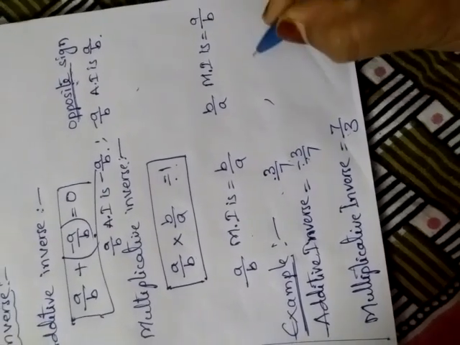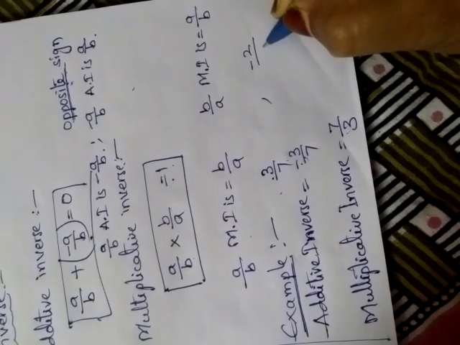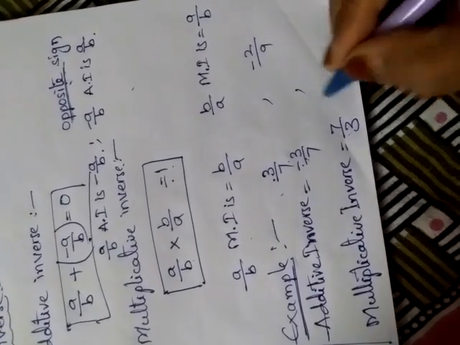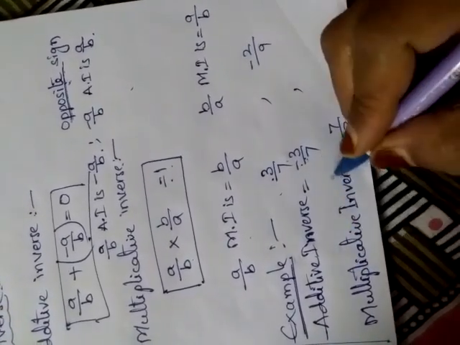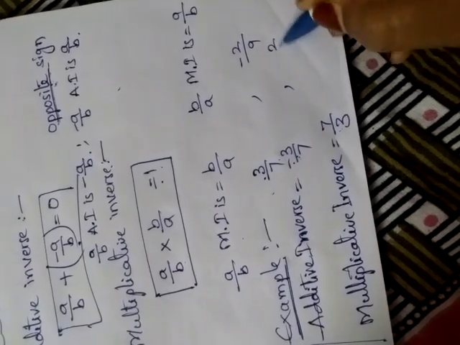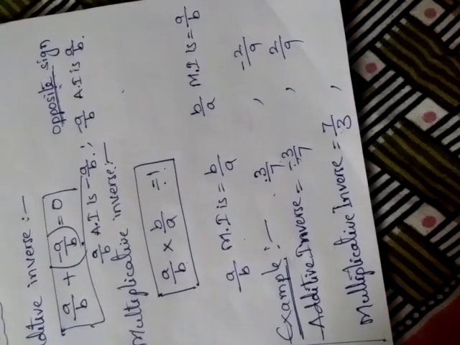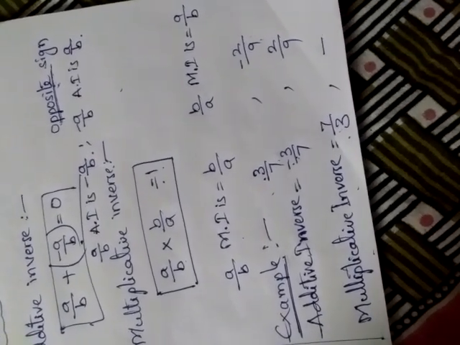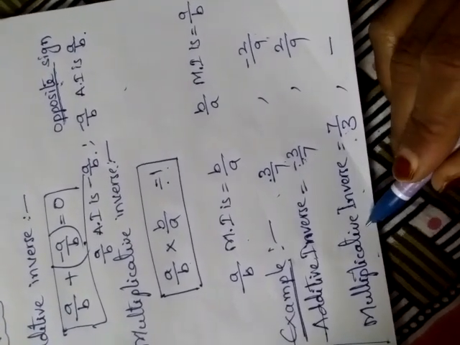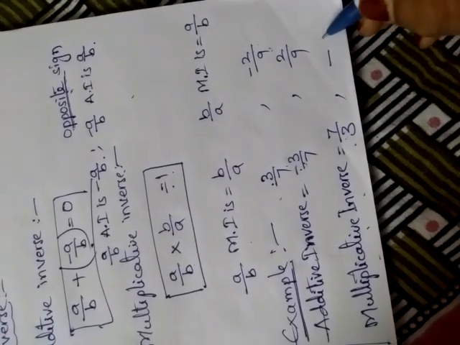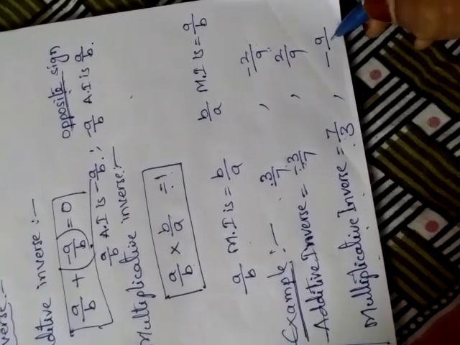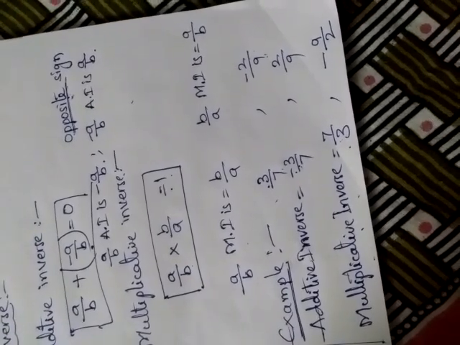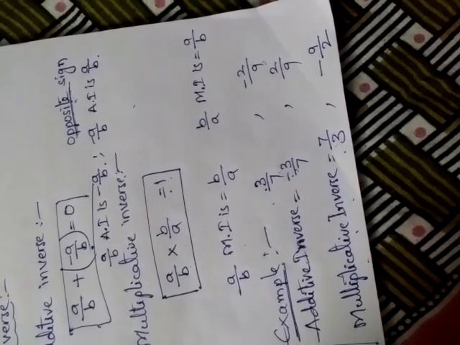Replacing 3 by 7, I am taking minus 2 by 9. What is the additive inverse of minus 2 by 9? Plus 2 by 9. What is the multiplicative inverse of minus 2 by 9? The minus is there. Don't forget the minus, it stays like that in the multiplicative inverse. Minus 2 by 9: the multiplicative inverse is minus 9 by 2. Okay, clear?